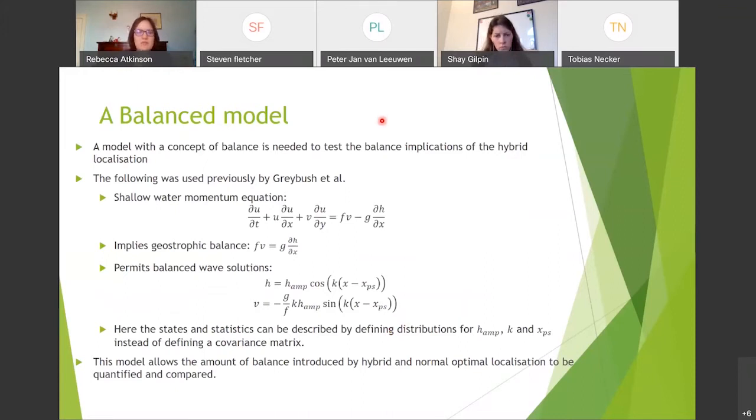Having defined a series of optimal localizations, the next step is that we needed an ideal model in which we can generate all the relevant statistics and test the application of these localizations. We started with a toy balance model that's been previously used by Graeber et al., which is based on the shallow water momentum equations and geostrophic balance. Essentially, the states are balanced wave solutions for height and wind on a one-dimensional domain. The states and statistics can be defined by defining distributions for the amplitude of the height, the wave number, and the phase shift.